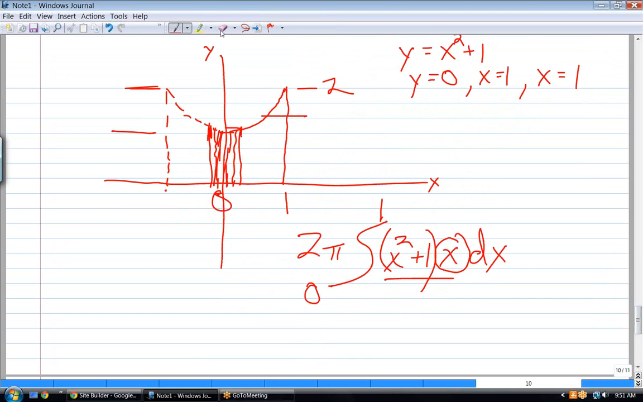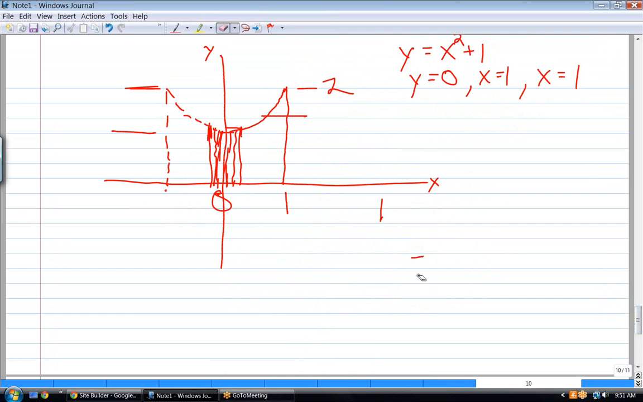Here, do we go from 0 to 2? Well, we have to do it in two parts. So first we go from 0 to 1 with 1 disk radius. So first of all, since we're going to integrate along the y-axis, we need our function to be a function of y. So I have to solve this for x. So x is equal to plus or minus the square root of y minus 1.